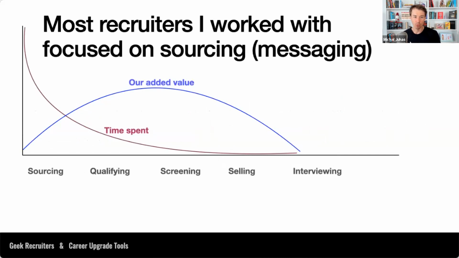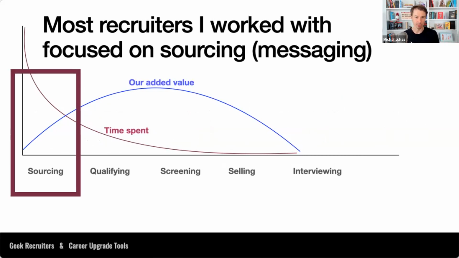So most recruiters I worked with focused on sourcing or messaging on LinkedIn, so to speak. So they focus on this initial part of the recruitment process, sourcing, right? There is little added value though, because more and more software is being created as we speak. This will be sooner or later replaced anyway with some software. And LinkedIn doesn't want us to send messages. They decreased some thresholds just a month ago, roughly.